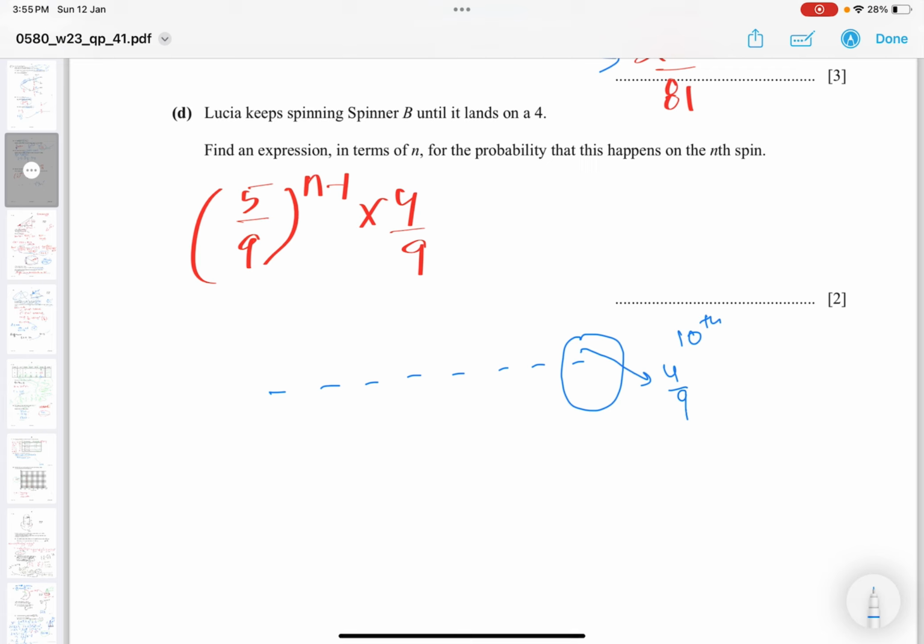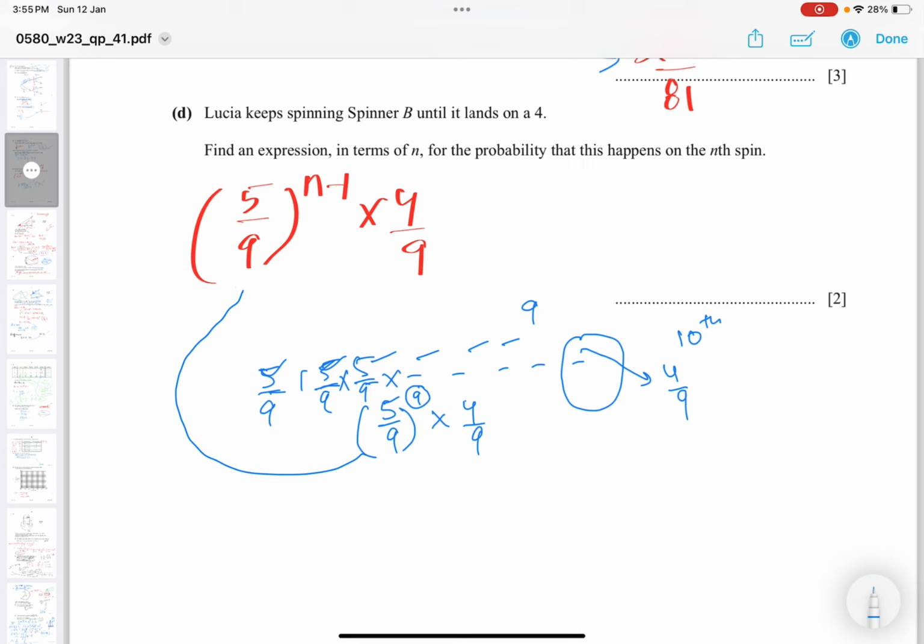That is 4 by 9. Now on these 9 spins, alright, she doesn't get it. So what is the probability of not getting 4? That is 5 by 9. So the total probability of this would be 5 by 9 to the power 9. For the first one it is 5 upon 9, 5 upon 9. If we multiply it 9 times, it will give us 5 upon 9 to the power 9, times 4 upon 9. As you can see over here we have n minus 1. So it would be 5 upon 9 to the power n minus 1 times 4 upon 9.